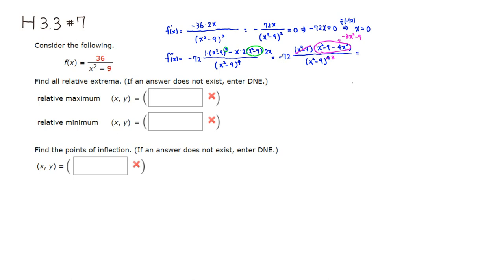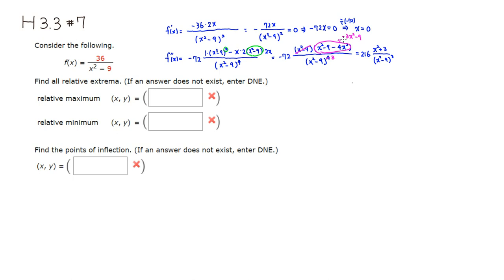Negative times negative is positive, and 3 times 72 is 216. So I pull negative 3 out, and you get a positive x squared plus 3 left over on top. And then you have x squared minus 9 cubed. So that's the second derivative.